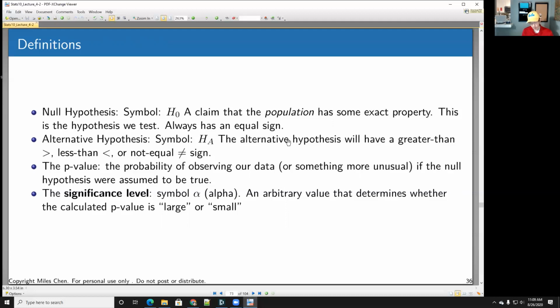The p-value, which we've talked about, is going to be the probability of getting our data, okay? The probability of observing our data or something more unusual if the null hypothesis were assumed to be true. So if we assume whatever statement we made in the null hypothesis is true, we go through our calculations and we say, okay, well, what's the probability we get 6 heads out of 10 flips? Or what's the probability that, if the coin were fair, we get 600 heads out of 1,000 flips or something more unusual? That's going to be the p-value. All right.